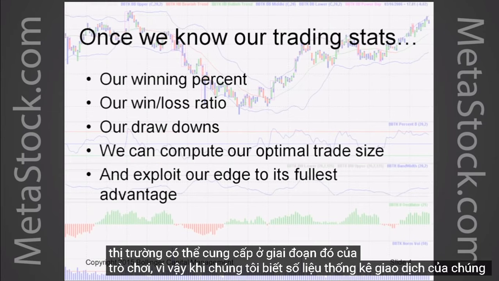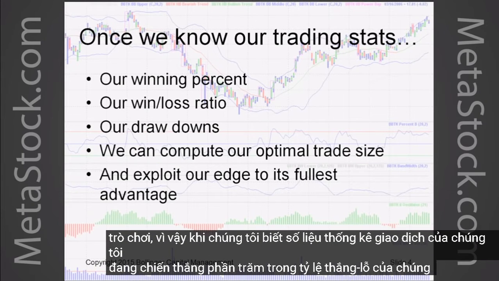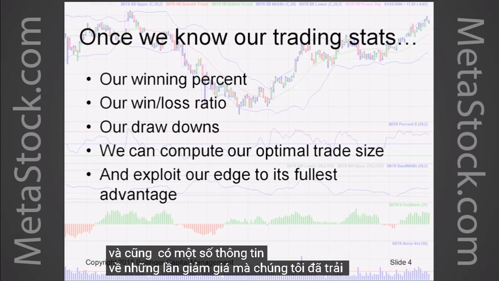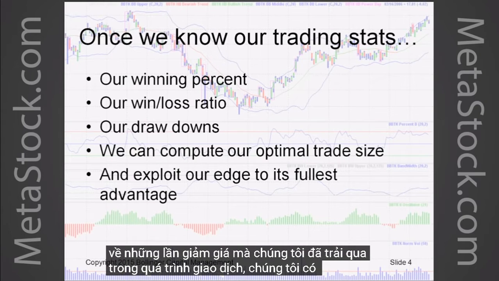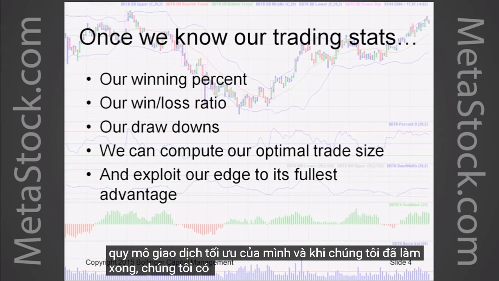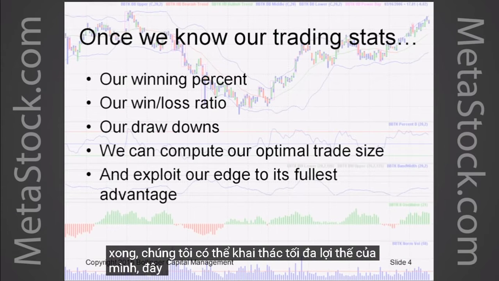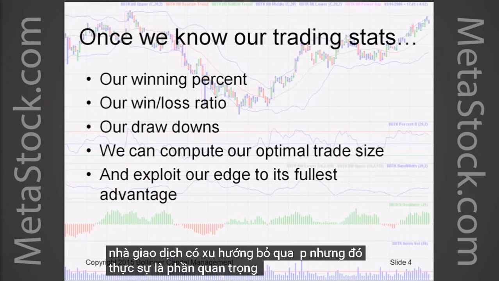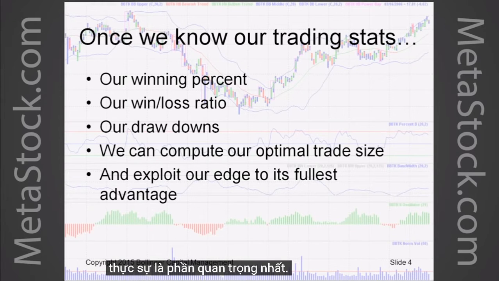So once we know our trading stats, our winning percent and our win-loss ratio, and also have some information about drawdowns that we experience during the trades, we can compute our optimal trade size. And once we've done that, we can exploit our edge to the fullest. This is the part that most traders tend to skip, but it's really the most important part. Ralph Vince has addressed this idea very strongly in his work, and the importance cannot be overstated.